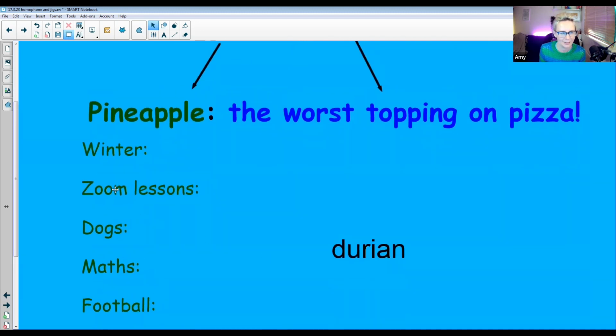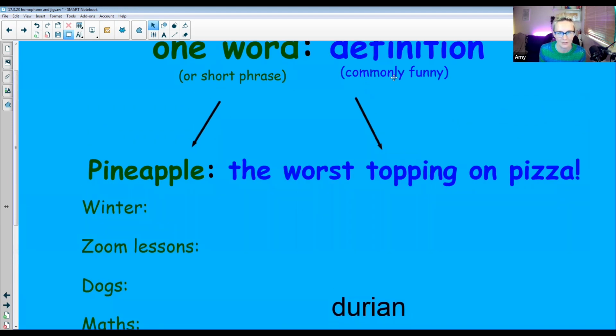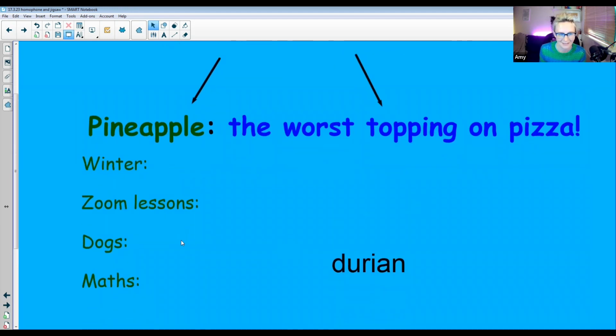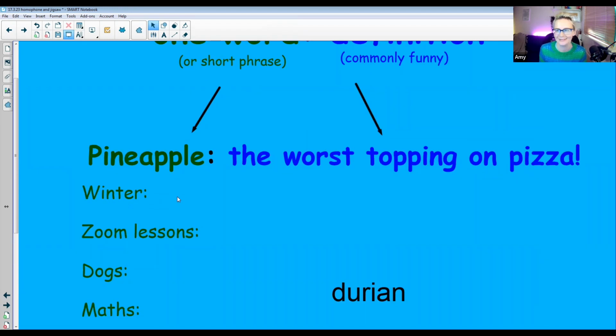Then we had a few examples here. Winter, and then give a definition. Zoom lessons, give a definition. Dogs, maths, and football. One of the important things is that we don't use the verb after the colon. Winter is the coldest season. Winter: the coldest season. So we miss out that verb. If we said winter is the coldest season, then we wouldn't need that colon at all.